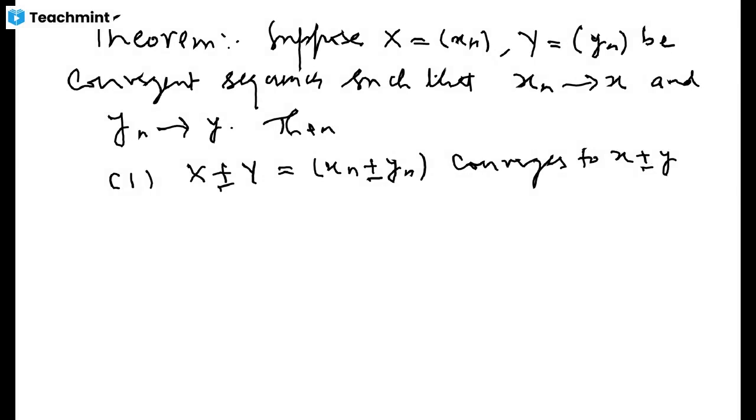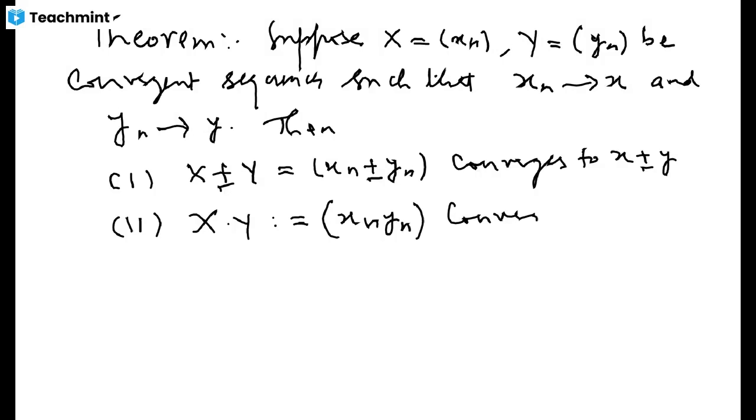And second, the product of sequences, as we know, is defined as the sequence obtained by taking the product of the corresponding terms of the two sequences. This is a new sequence, and this sequence converges to the product of the limits of the two sequences which are being multiplied.